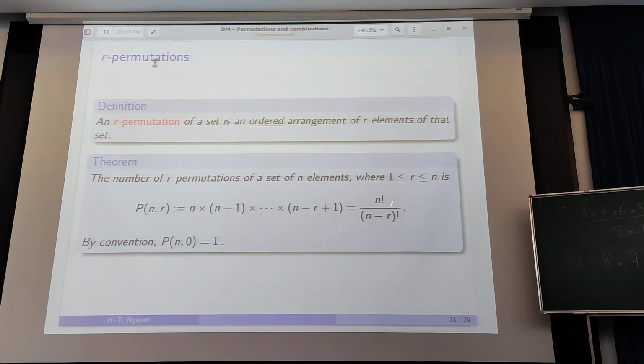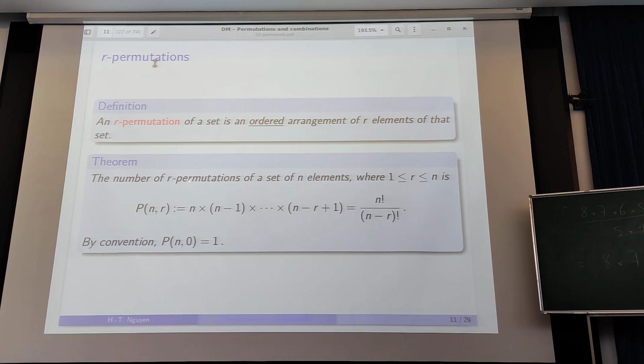And this number, if you want a nicer, more compact formula, you can write it this way. But if you use this formula, you should pay attention that the term in the denominator is (n-r) factorial. Okay, it is not r factorial. It's n minus r here. So be careful here, or you can confuse n minus r with r.